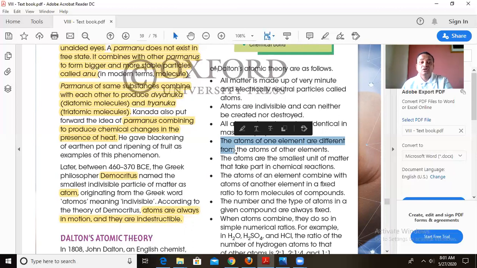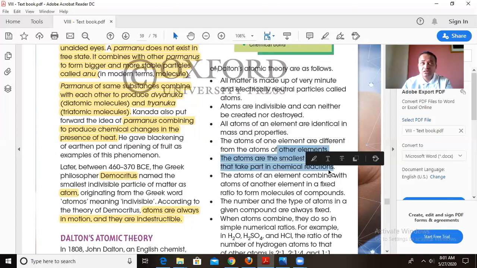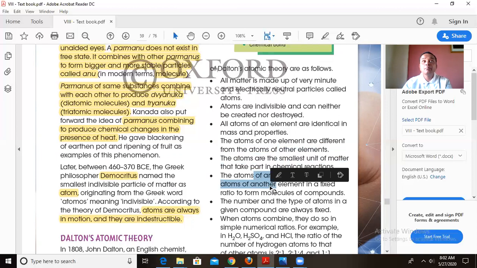with respect to their mass. Now, the atom is the smallest unit of matter that takes part in a chemical reaction. A chemical reaction takes place only because of the involvement of the atoms. Then atoms of one element combine with the atoms of another element in a fixed ratio. So one atom of an element combines with another atom, but in a fixed ratio, and when they combine, they form a molecule.